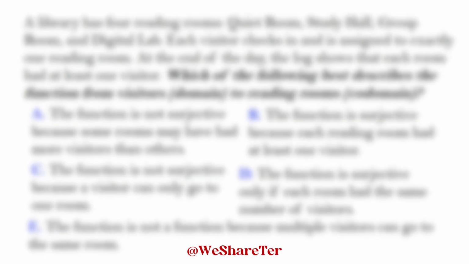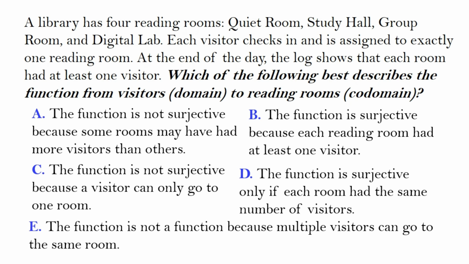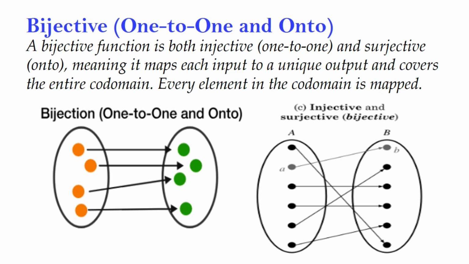And if you remember the definition of surjective, it's now easier for us to know the correct option. Is it A? Is it B? Is it C? Is it D? Or is it E? But the point is which of the options best describes the function from visitors, which is the domain, to reading rooms, which is the codomain? Thank you.